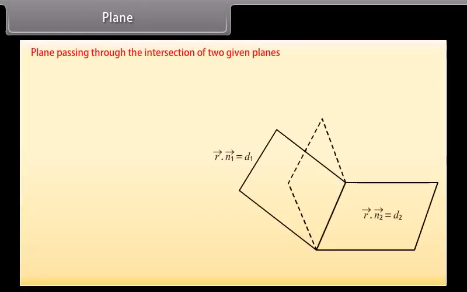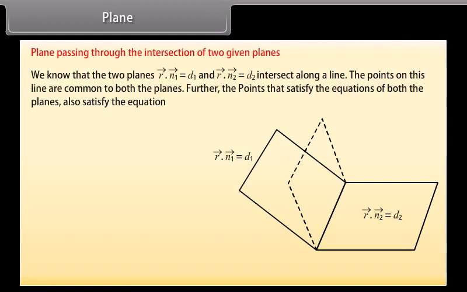Plane passing through the intersection of two given planes. We know that the two planes, dot product of vector r and vector n1 equals d1 and dot product of vector r and vector n2 equals d2, intersect along a line. The points on this line are common to both the planes. Further, the points that satisfy the equations of both the planes also satisfy the equation.